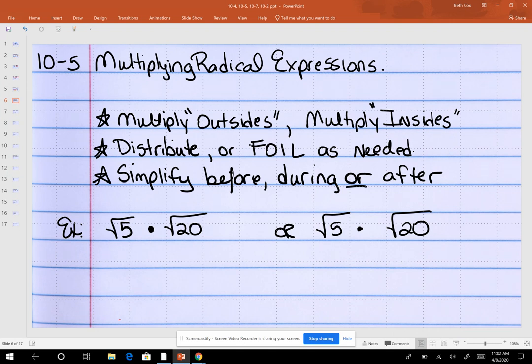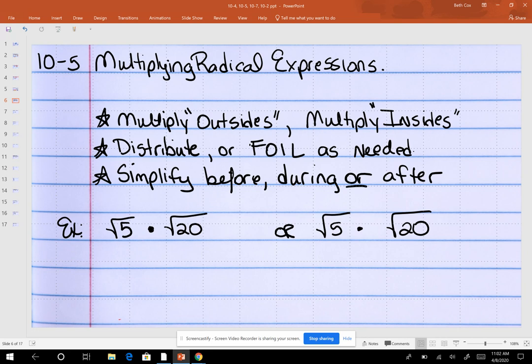Today we're going to do multiplying radical expressions. Right now we have two examples here, but I want to go through the steps real quickly. You multiply outsides, you multiply insides. You distribute or FOIL as needed, and you can simplify before, during, or after a problem. So let me do a couple. Set my timer to make sure I don't go over time.